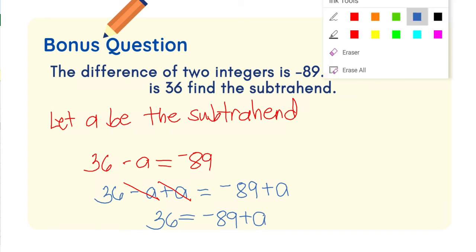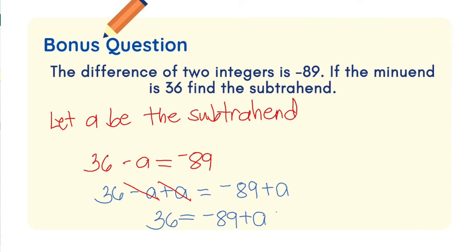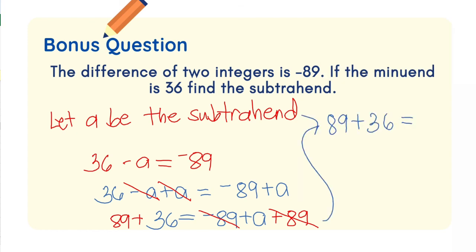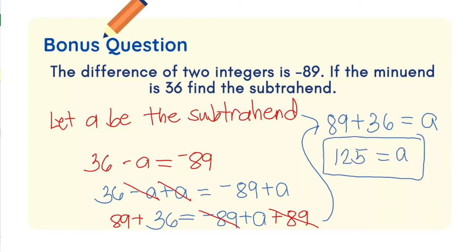Sabi, kailangan nating ma-isolate si A. So, meron tayong negative 89. Kailangan mapapunta natin siya sa kabila. Paano yon? We have to add positive 89 to both sides. So, we have 89. Dahil nagdagdag tayo ng 89, mawawala na yung negative 89 and 89. So, now, ang titira na sa atin ay 89 plus 36 is equal to A. At meron tayong 89 plus 36, that gives us 125. And this is now the value of the subtrahend.